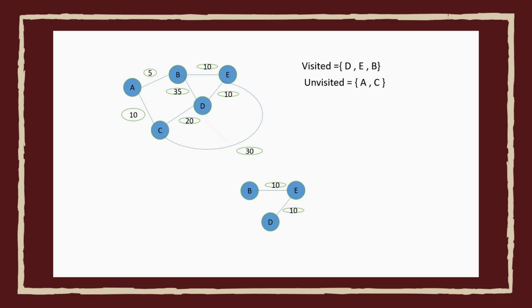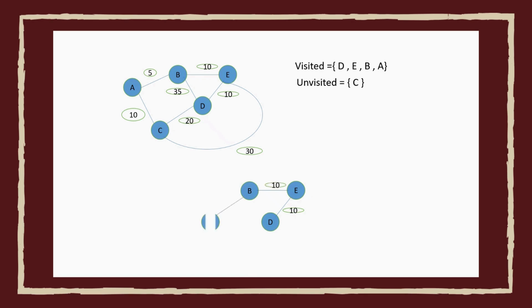From the visited node B, the lowest cost edge connects B to A. So, we select this edge, move A from the unvisited set to the visited set, and include the edge B-A in the spanning tree.